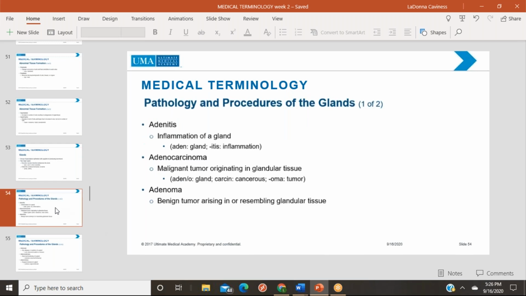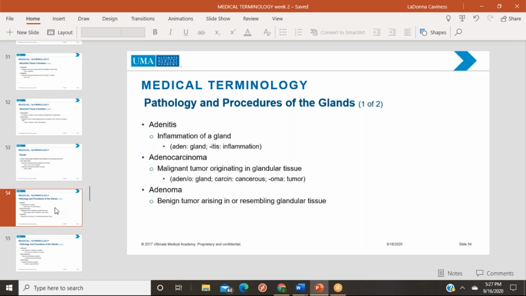Pathology and procedures of the glands. Adenitis, inflammation of the gland. ADEN means gland, and itis means inflammation. And you'll see itis used quite often throughout the healthcare industry. It's a very commonly used suffix.